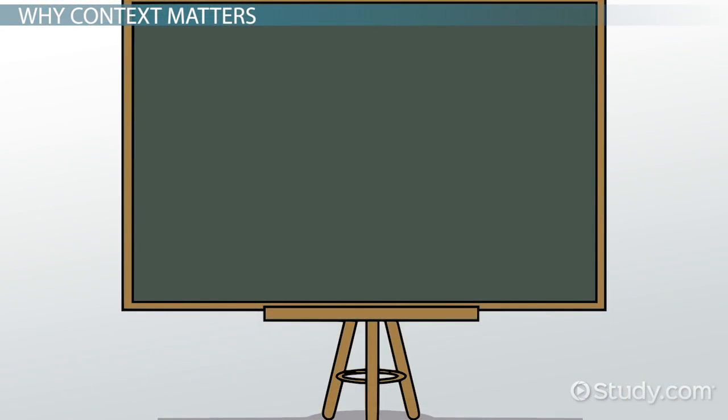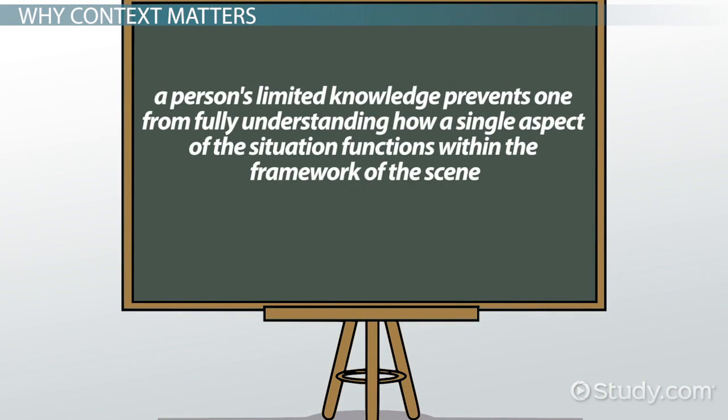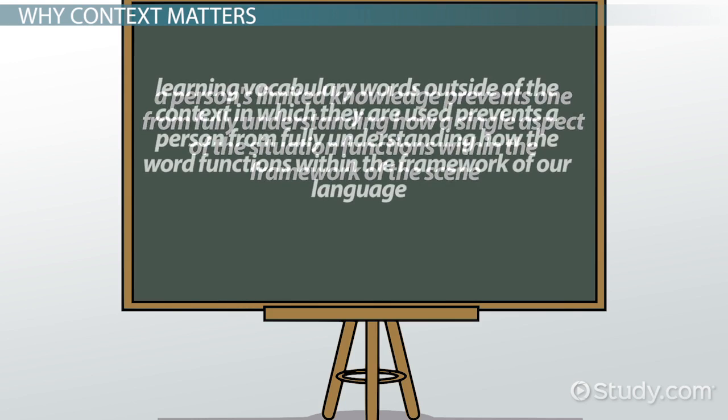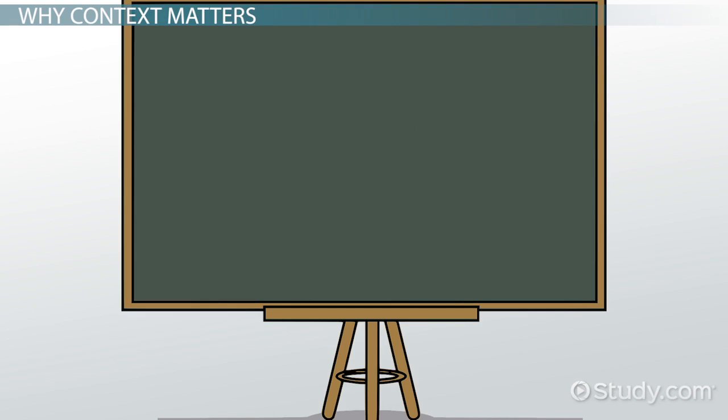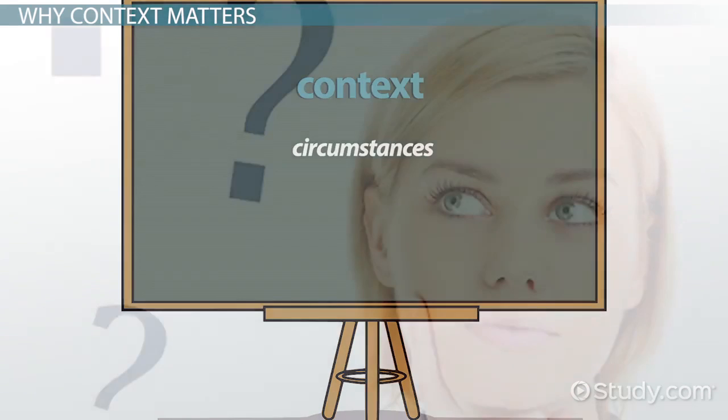As these examples show, a person's limited knowledge prevents one from fully understanding how a single aspect of the situation functions within the framework of the scene. Likewise, learning vocabulary words outside of the context in which they are used prevents a person from fully understanding how the word functions within the framework of our language. To best understand a word, knowing its context or circumstances is key.